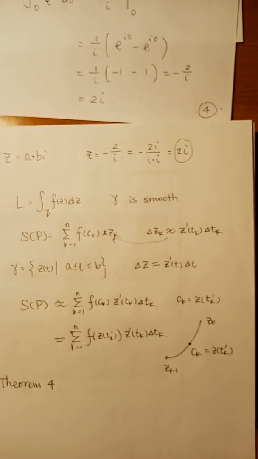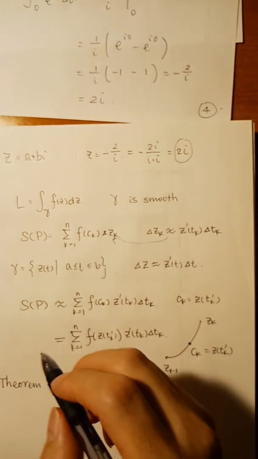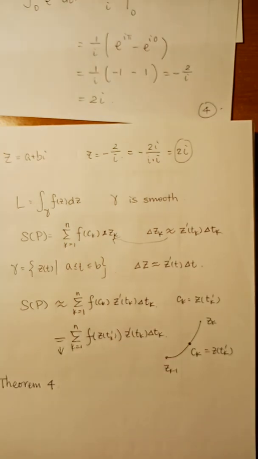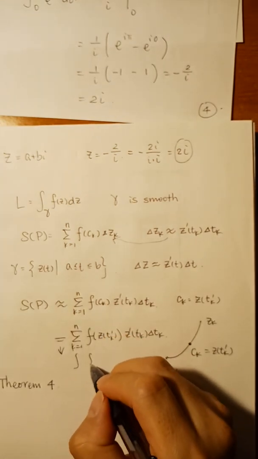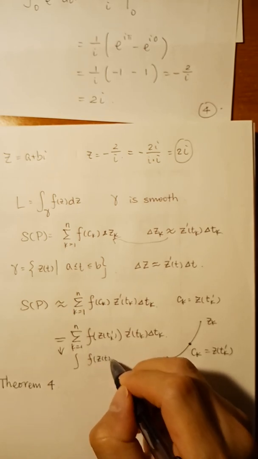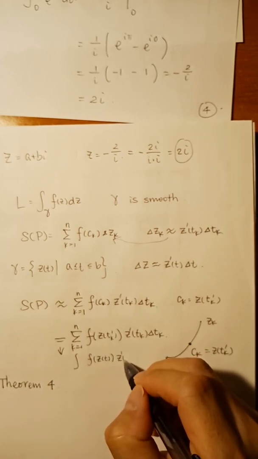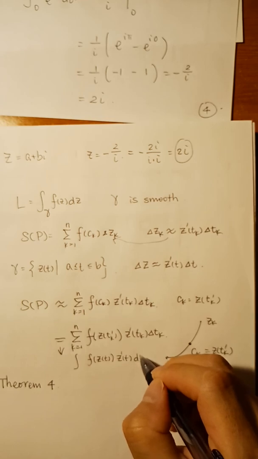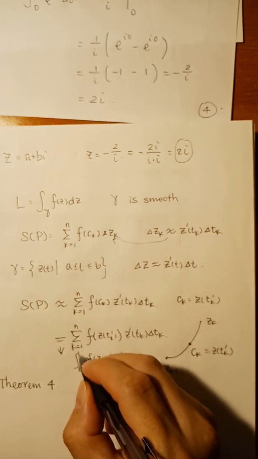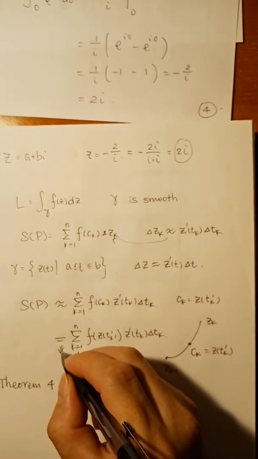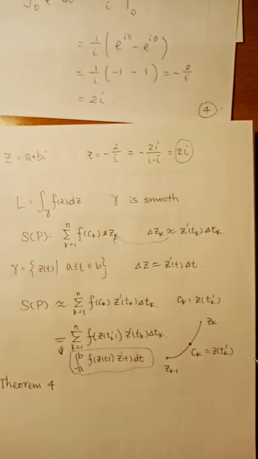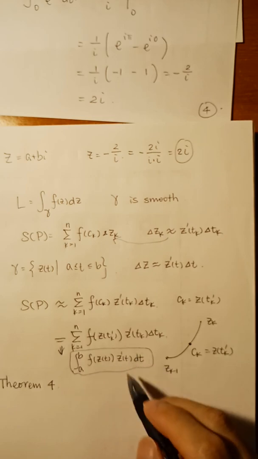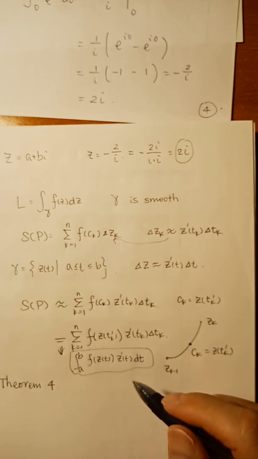So how do we get the equality? When you pass to the limit, the sum becomes the integral of f(z(t)) z prime(t) dt, where delta t becomes the differential dt, from a to b. So that's the formula. We get this type of correspondence from real calculus.